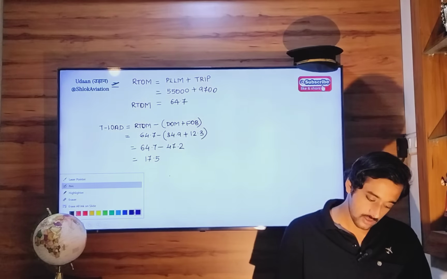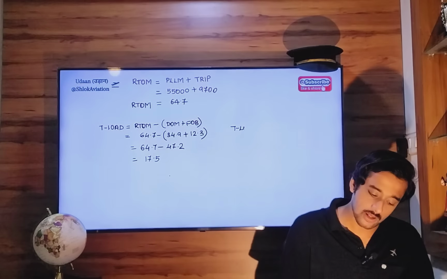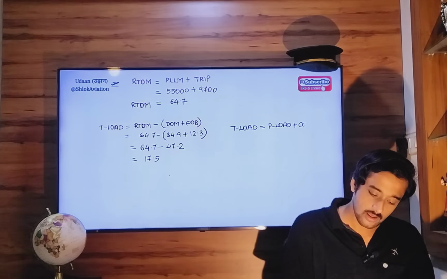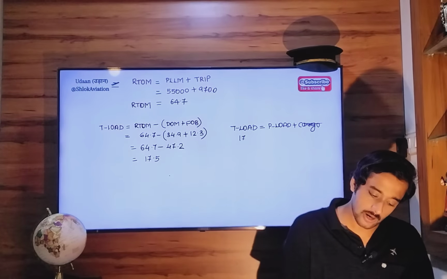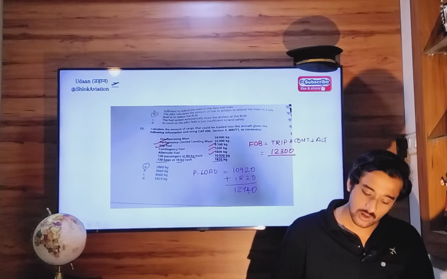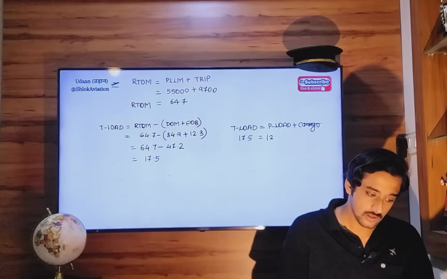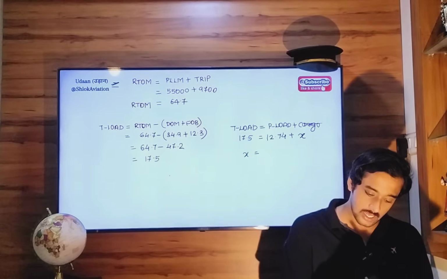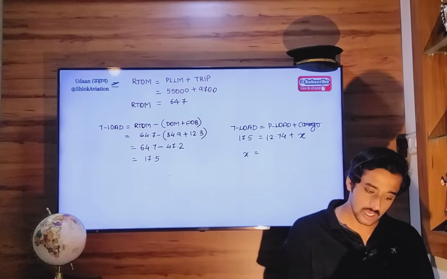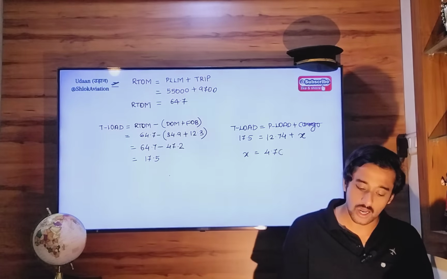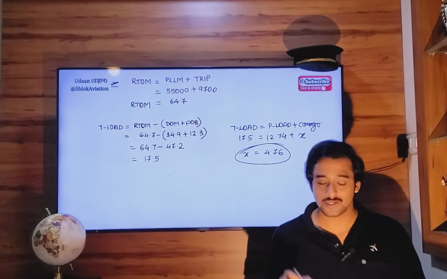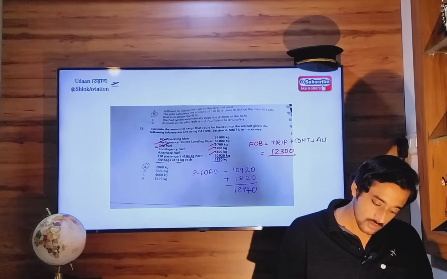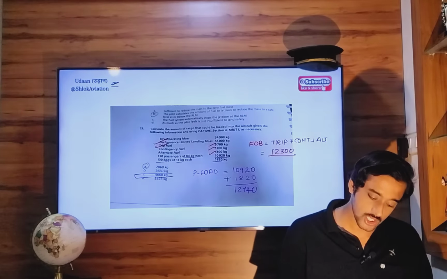So now we all know traffic load equals payload plus cargo. Now traffic load is 17.5, payload is 12.740, cargo is x. So x will be 17.5 minus 12.74, which is 4.76. So cargo that can be loaded is 4,760. The closest option here is option charlie.